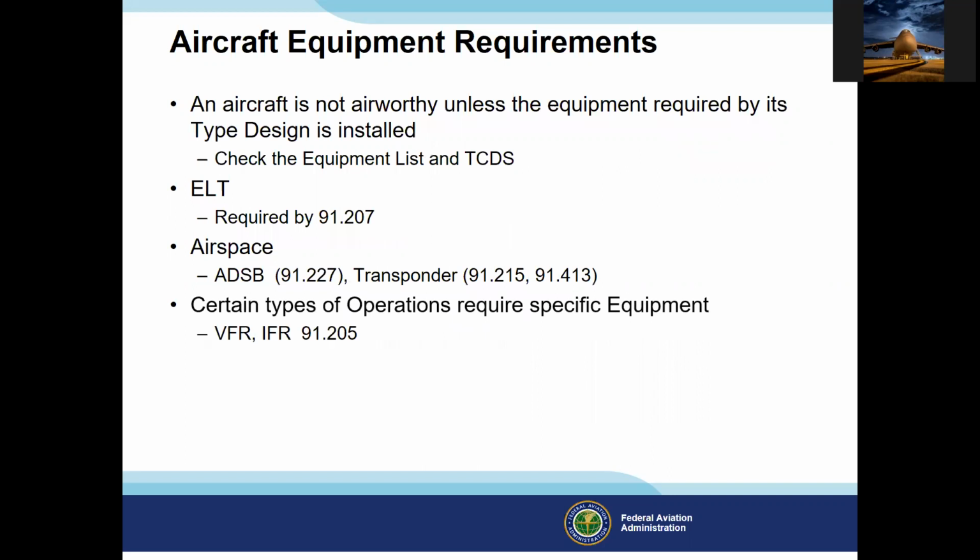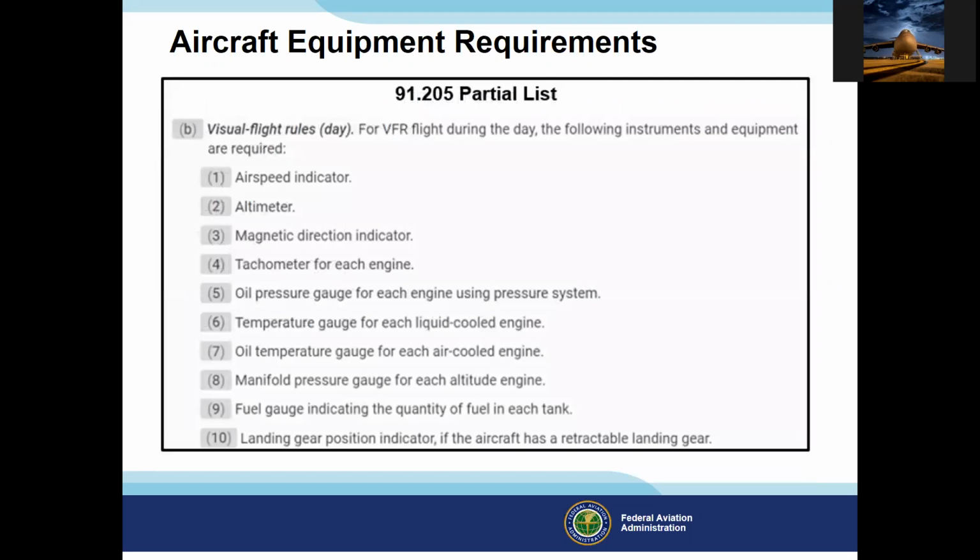Certain types of operation require specific equipment under 91.205. Here's a partial list from 91.205 for equipment required for day VFR. As you can see, for day VFR, you need to know your speed, your height, your direction, what your engine's doing and how much fuel you have on board, which is something people, even if it's working, don't use. Next slide.